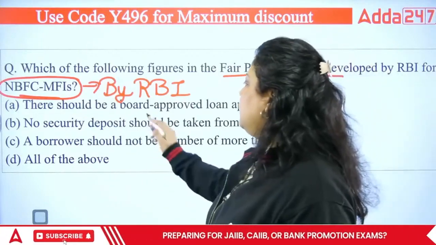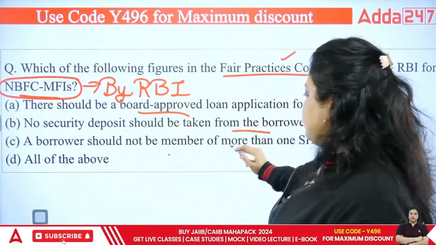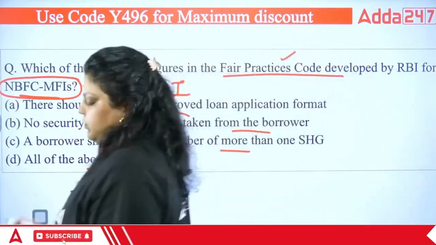First, there should be a board approved loan application format. No security deposit should be taken from the borrower. A borrower should not be a member of more than one self-help group, or all of the above.